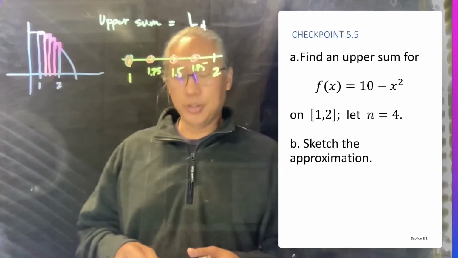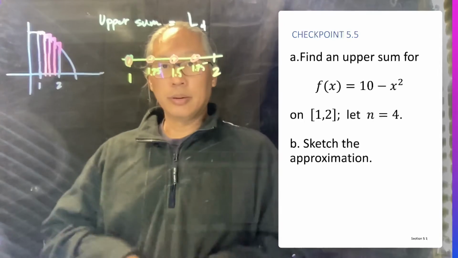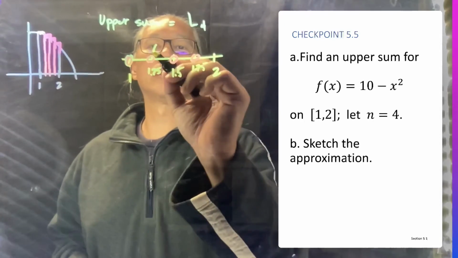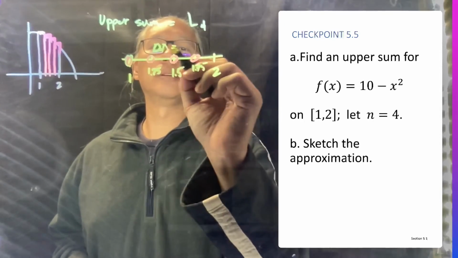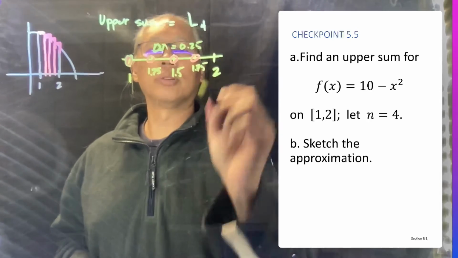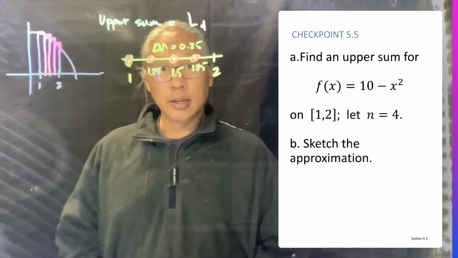Let's actually do the computation now. One more thing that we need here is our delta x. Our delta x is going to be 0.25 or 1/4. And I think we're all set.